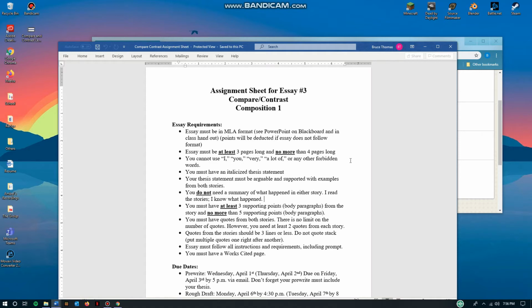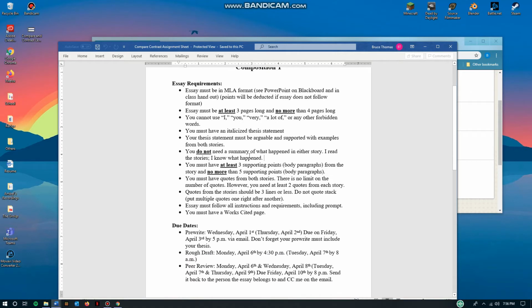Can't use I, you, very, a lot of, or any of those other forbidden words that I hate. You have to have an italicized thesis statement. And your thesis statement must be arguable and supported with examples from both stories. I'm going to get into it in a minute, what I mean by arguable. We'll talk about that. You don't need a summary of what happened in either story. I read the stories. I know what happened.